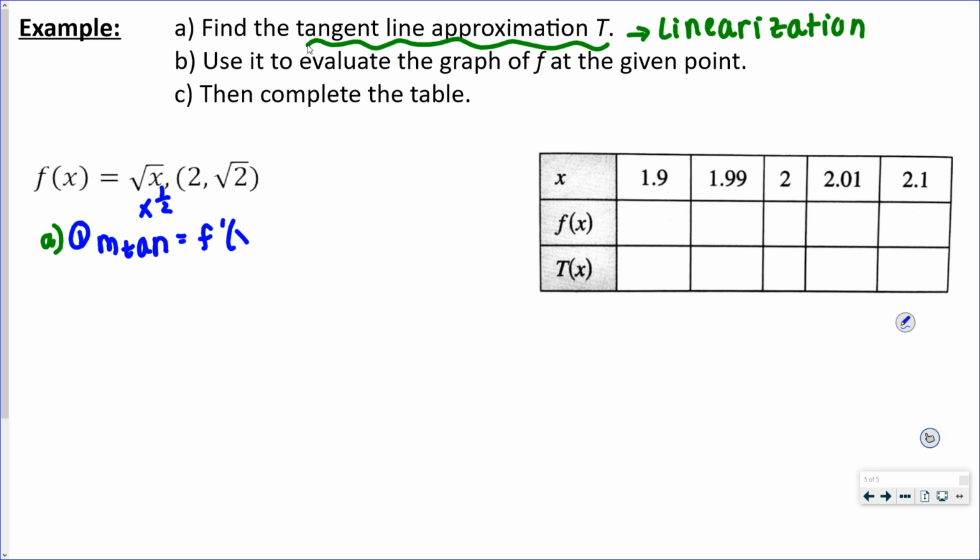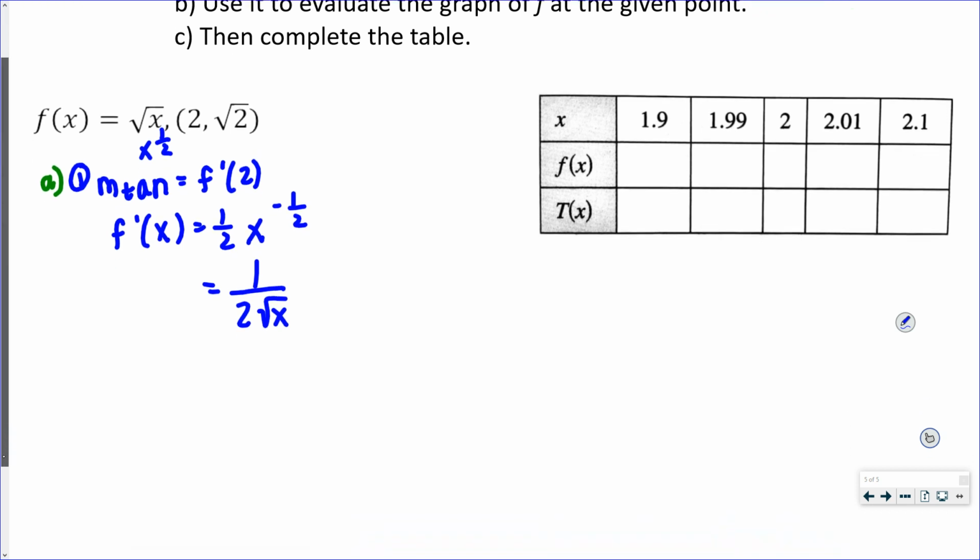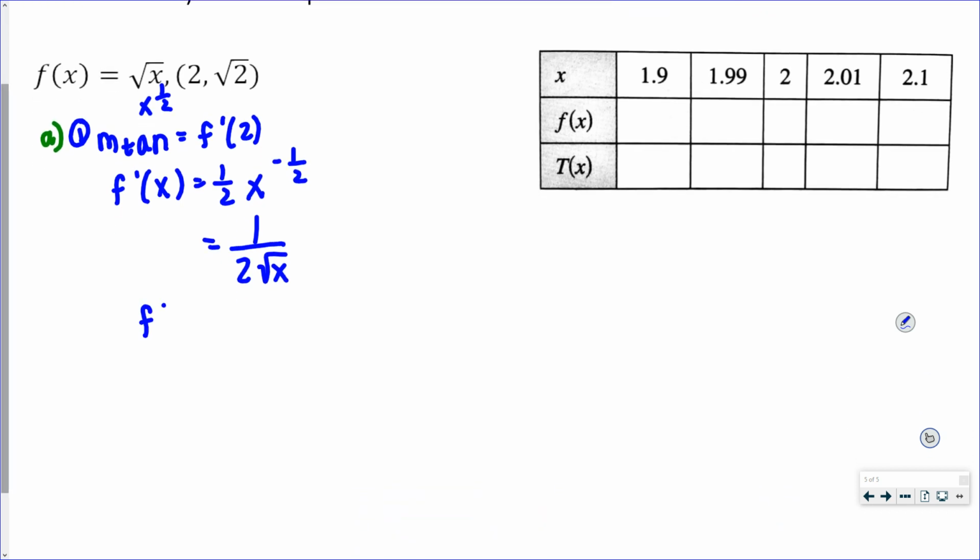Well, we can do it this way. F prime of x would be 1/2, bring that power in front, drop 1, x to the negative 1/2, which is 1 over 2 square root of x. There's my derivative, my slope equation. So to find the slope specifically at 2, I can plug in 2, and I get that.